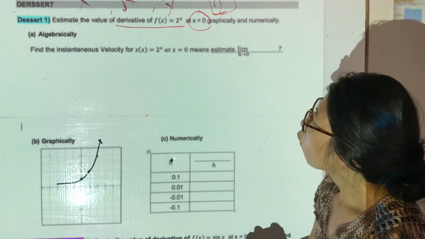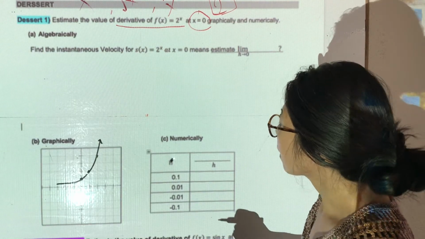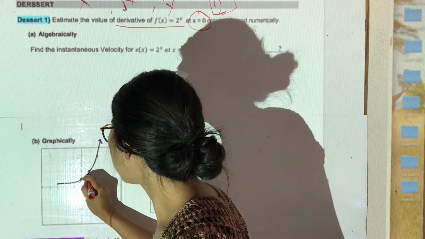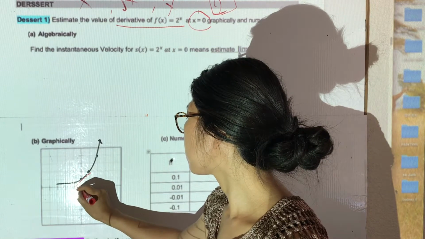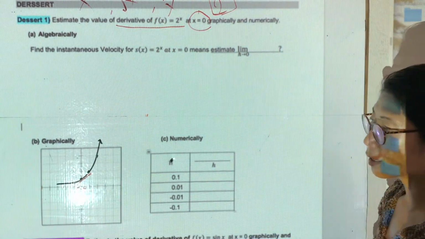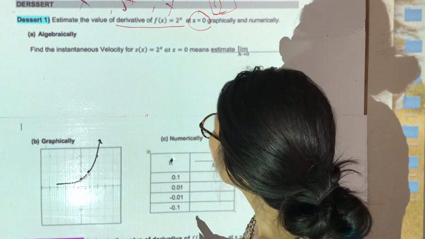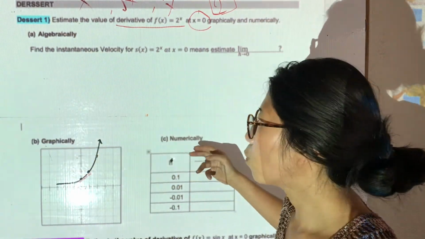Now I want to find the derivative of 2 to the x at x equal to 0. I want to find what this slope will be, because x is at 0. So what will this slope be? With my graph, it looks like about 1, a little bit less than 1. So we can approach this algebraically, graphically, and numerically.